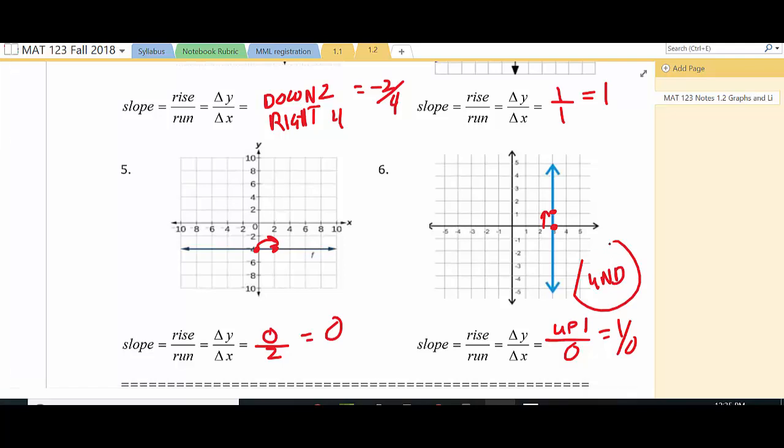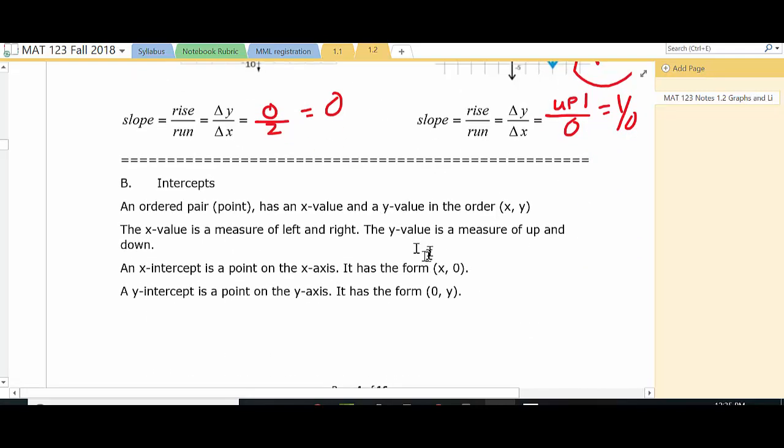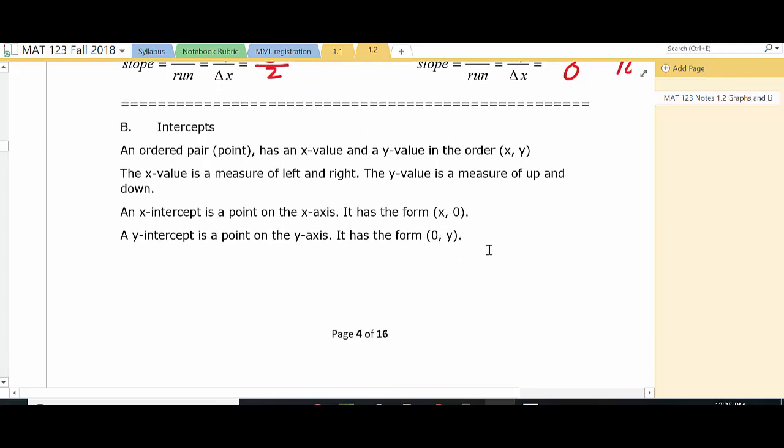Does anybody have a question about that? So it's undefinable if it's either completely vertical or completely horizontal? Only if it's completely vertical, that's undefined. If it's horizontal, it's 0. It all depends on where the 0 is. If you have 0 divided by a number, it's 0. But if you divide by a 0, you can't do that. That's undefined.